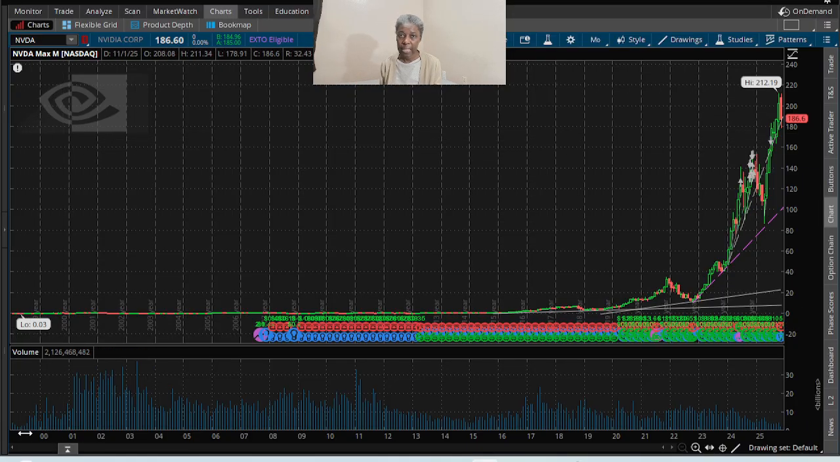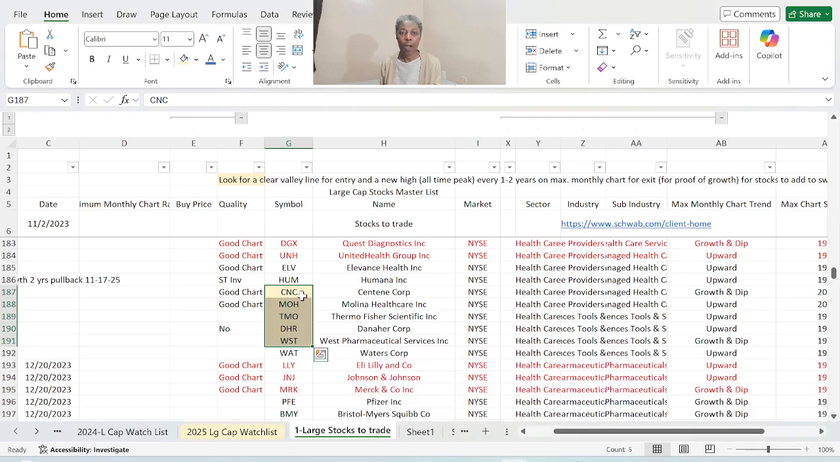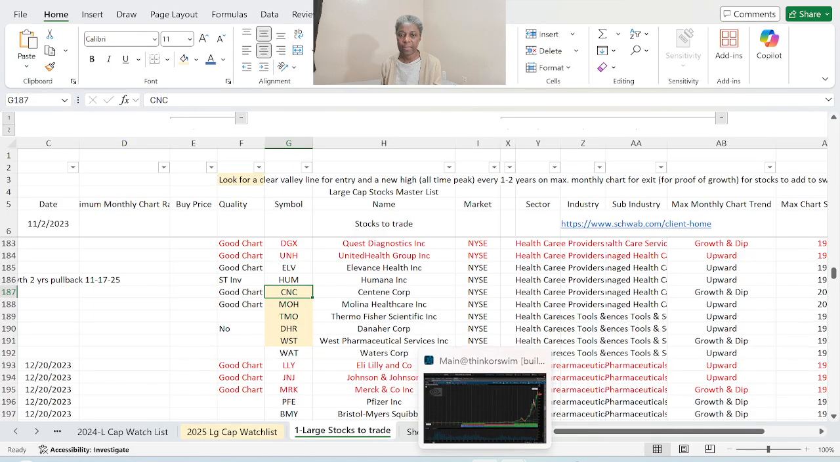You have the date on the x-axis from the past to the present and the price from 0 up on the y-axis. We have our master watch list here of large cap stock, growth stock, and we are going to analyze it to see stocks that you and I can put in our watch list for 2026 as beginner swing traders. CNC.